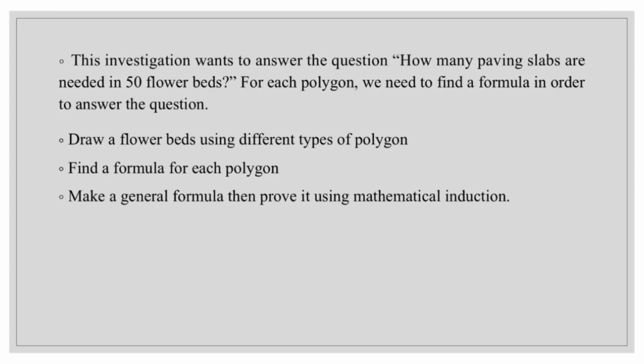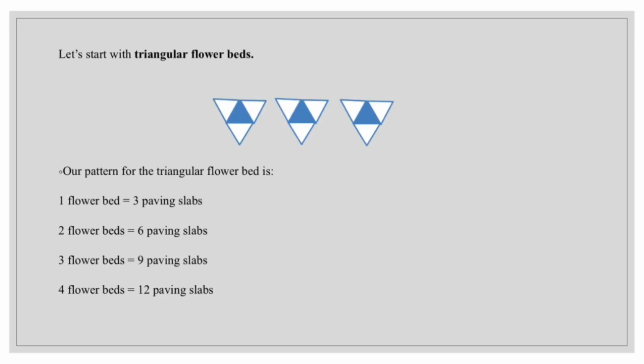For each polygon, we need to find a formula in order to answer the question. First, draw flower beds using different types of polygon. Second, find a formula for each polygon. Third, make a general formula, then prove it using mathematical induction. Let's start with triangular flower beds.